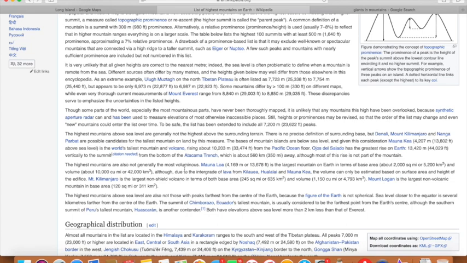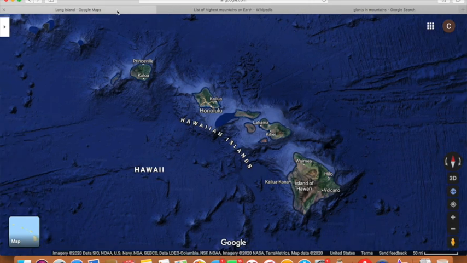Okay, Mauna Kea, Mauna Loa. So what I want to do today is present you those two mountains along with the giant that these mountains are part of. So let's take a look.